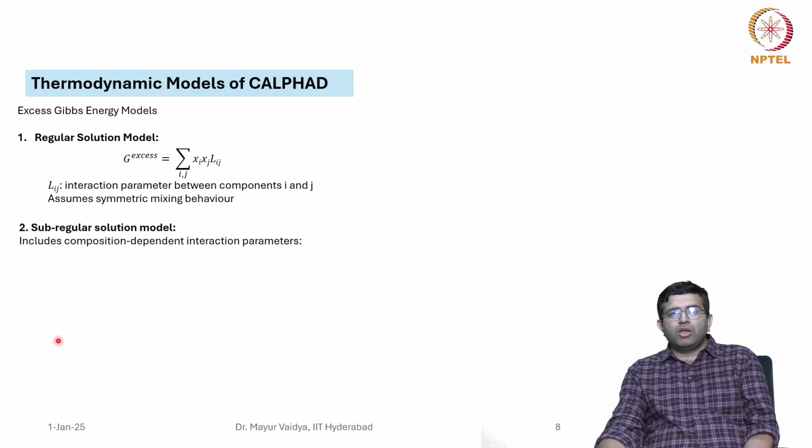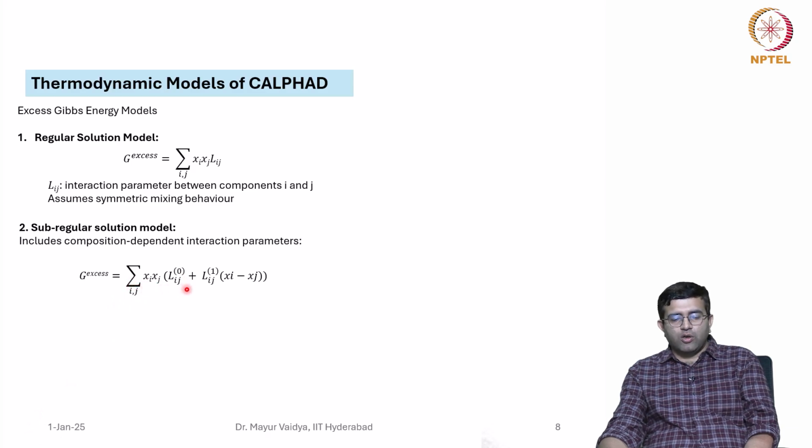The subregular solution model includes composition dependent interaction parameters. Remember, when we talked about omega in the case of a binary system, omega is independent of the composition when it comes to the regular solution model. In the subregular solution model, the composition dependence of omega is also taken into account. Therefore, the Gxs is written something like this: summation xi xj lij naught plus lij1 xi minus xj.